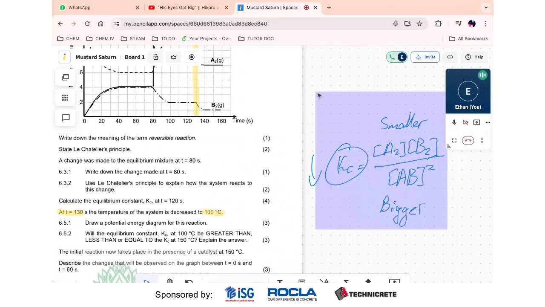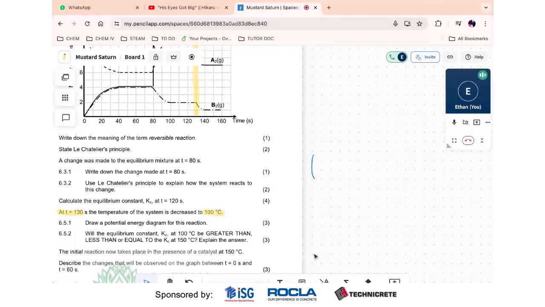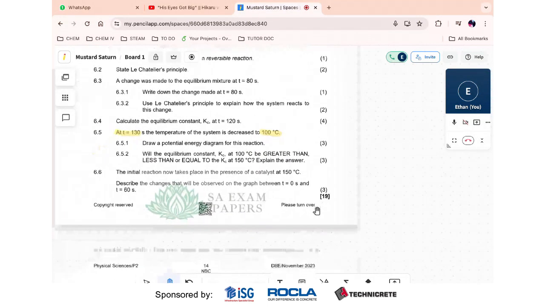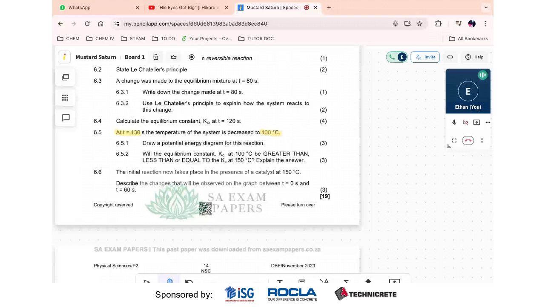So now that we have done that, we can move on to the last question. Okay, 6.6. The initial reaction now takes place in the presence of a catalyst at 150. Describe the changes that will be observed on the graph between t equals 0 and t equals 60. Now, this is a bit of a tricky question. You really got to think about this.